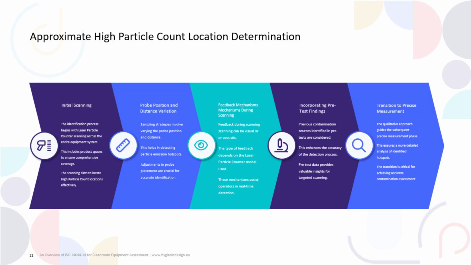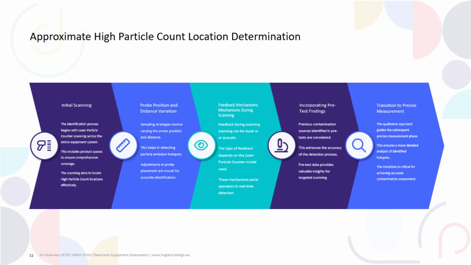The process begins with systematic scanning to locate zones that have the highest particle emissions. This scanning specifically targets critical areas such as moving parts, utilities, and interfaces, which are often the main sources of contamination. Sampling strategies involve varying the probe position and distance, which helps detect particle emission hotspots. Adjusting the probe placement is essential for accurate identification of these areas.